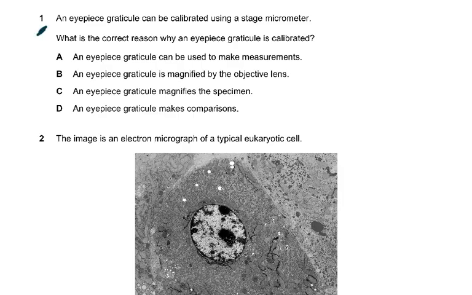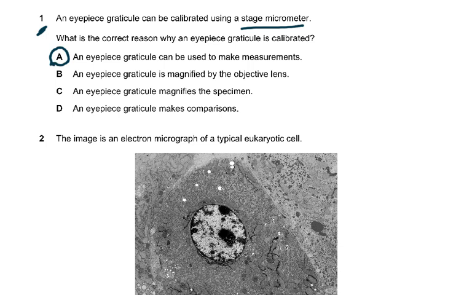Question number 1. An eyepiece graticule can be calibrated using a stage micrometer. What is the correct reason why an eyepiece graticule is calibrated? When we calibrate it, we remove the stage micrometer and place a slide, maybe a blood slide. Then we can measure the diameter of the red blood cells or the white blood cells and see if the person is suffering from any disease. So basically, it is used to make measurements.